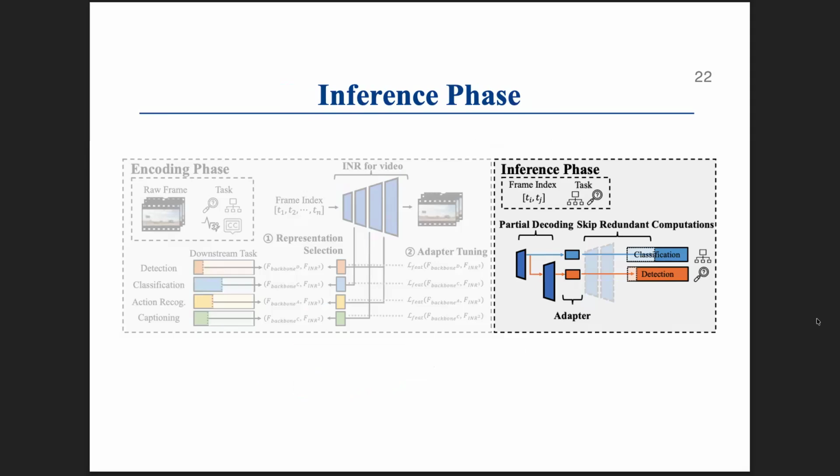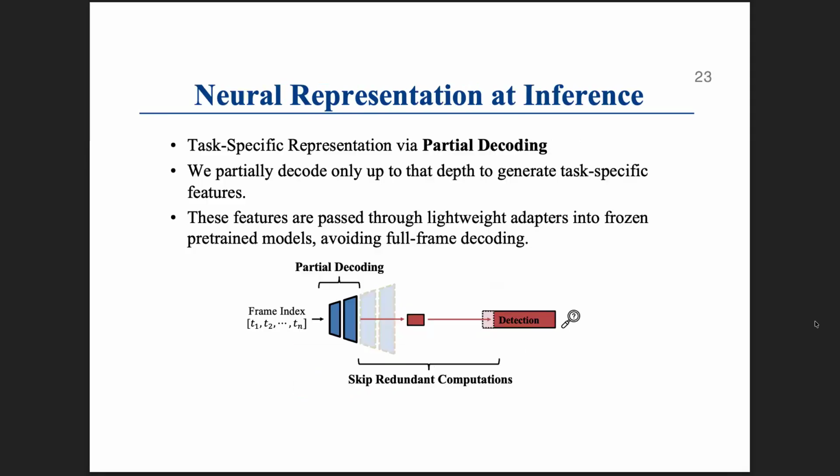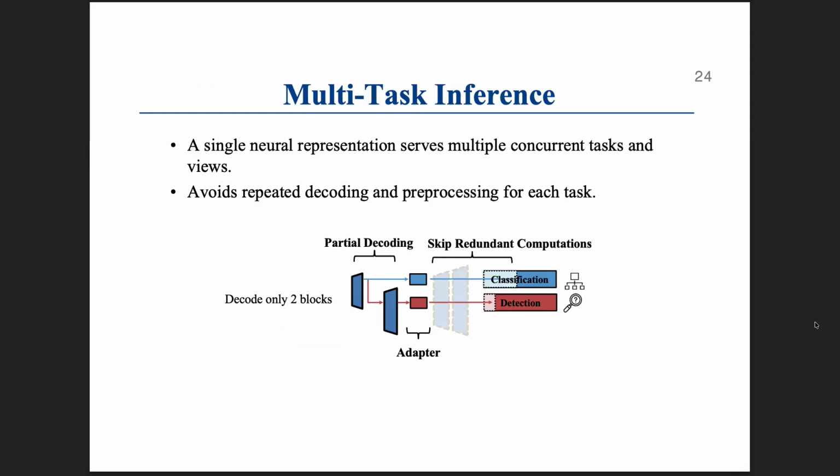At inference time, NVP performs partial decoding. For each task, it decodes only up to the selected INR layer, applies the corresponding adapter, and skips both full frame reconstruction and early backbone layers. For multiple tasks, shared INR computation can be reused, which further reduces redundant processing.